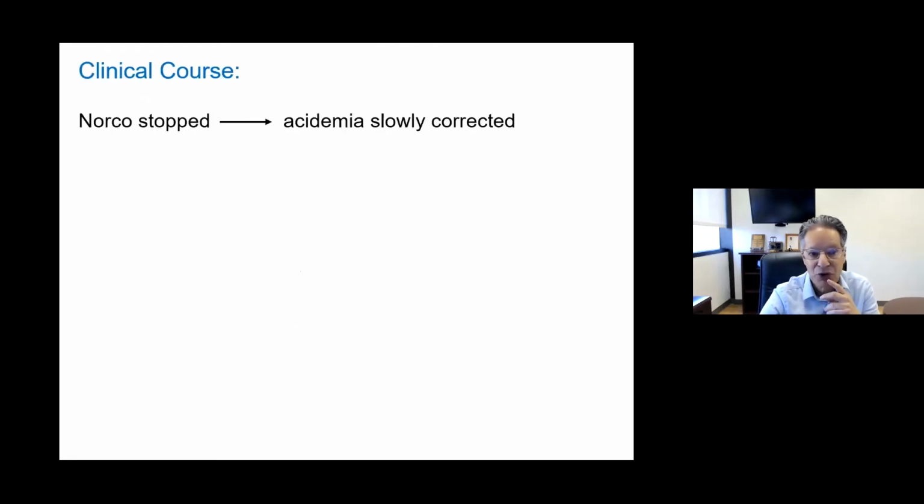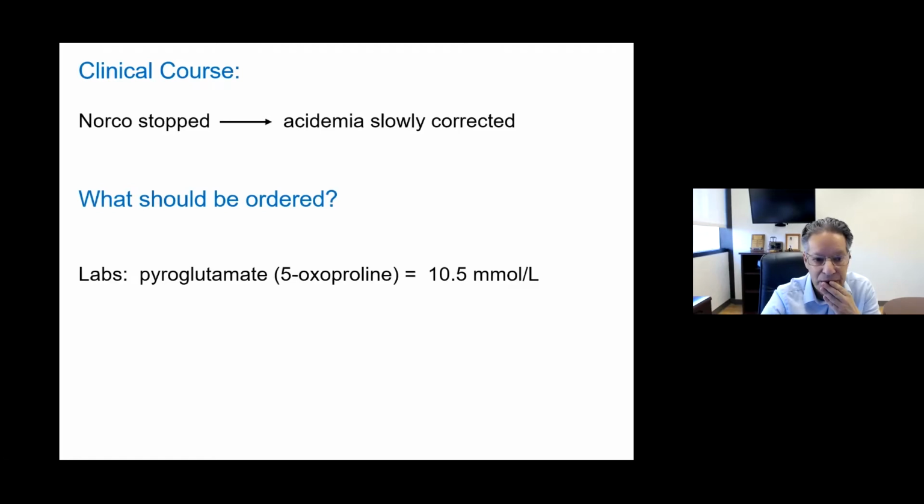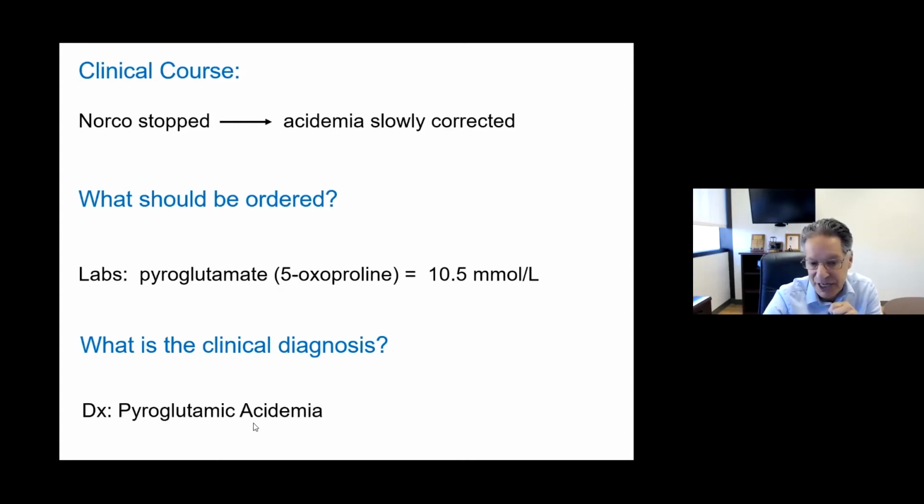Now, as far as the clinical course, the Norco was stopped and the metabolic acidosis slowly corrected over time. So what should be ordered? Well, they ordered a pyroglutamate, and I'll discuss the significance of that. It's also called 5-oxoproline, and the level was 10.5 millimolar. You can get this through Quest. So a clinical diagnosis was made of pyroglutamic acidemia. And what is this?